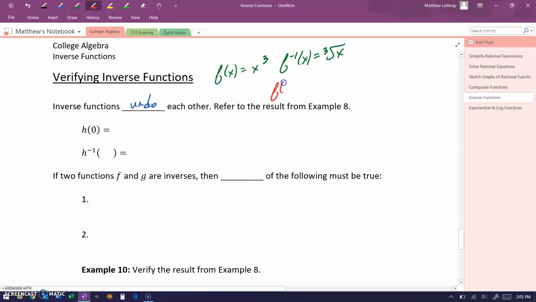We could also consider x squared and the square root of x. Those are two operations that cancel one another out. In this case, with the domain restriction that x has to be greater than or equal to 0.